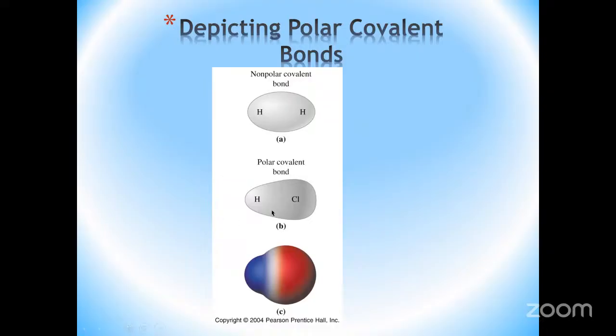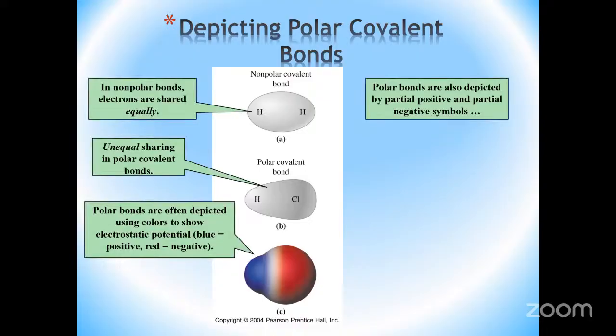The color scheme for this is that where you see the red region, that means that region is negatively charged, meaning it's electron rich. That's because the electrons are spending more time around the chlorine. And the blue region is basically electron deficient and therefore is positive, right? Now, there are other representations you can use as well to show this sort of polarity of a bond.